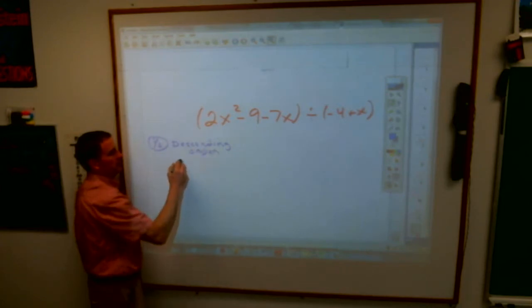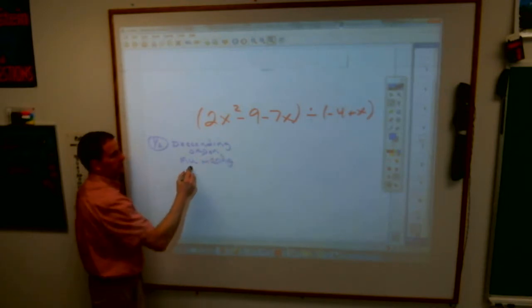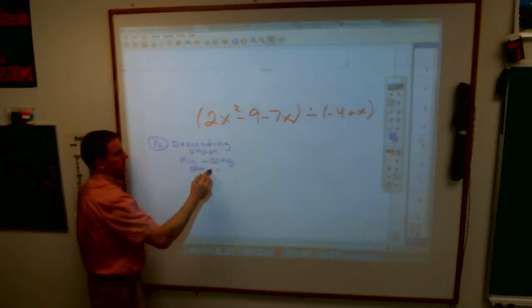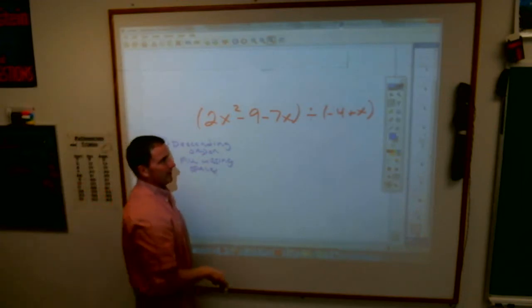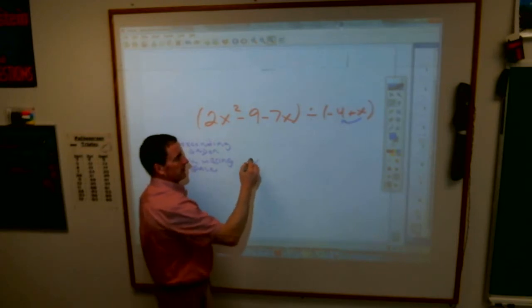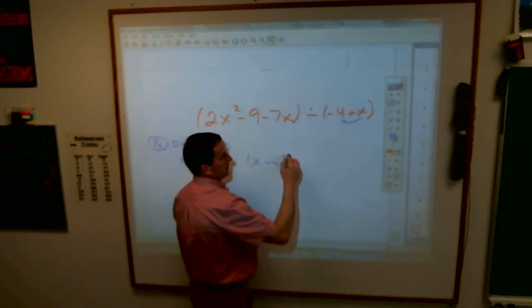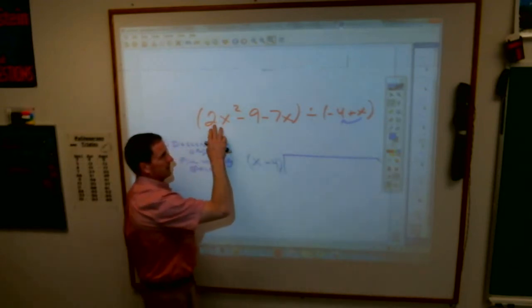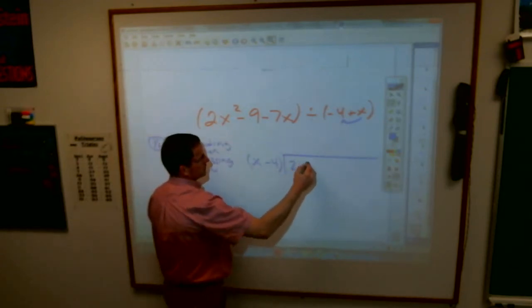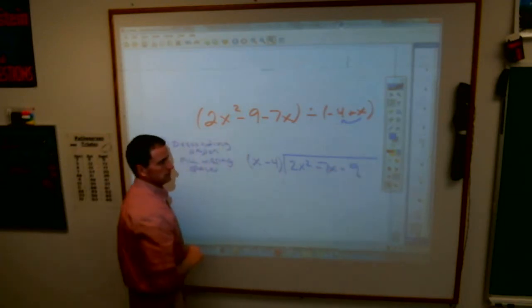And you have to fill in any missing spaces, which you'll get to in a minute. This one doesn't have one, but we'll get to one in a minute. So when I write this problem out, the x terms have to come before the numbers, so I switch that around. I get x minus 4. Under the division sign, I write this in descending order, which means I start with 2x squared minus 7x minus 9.